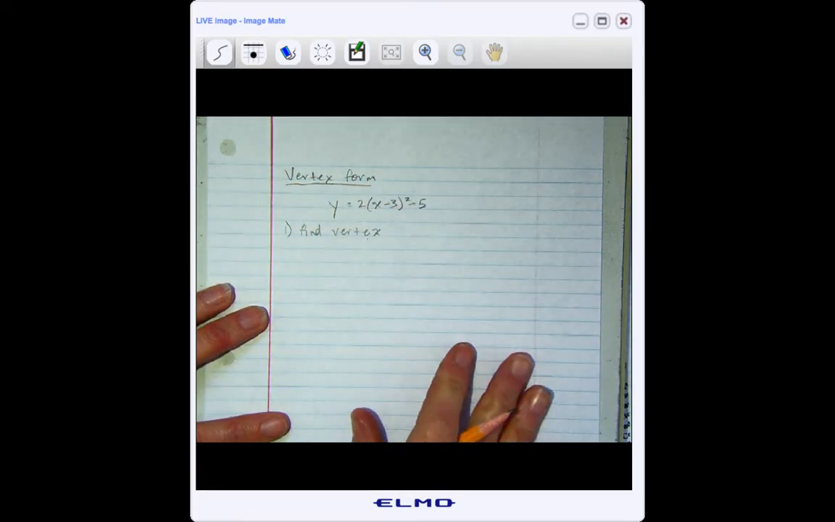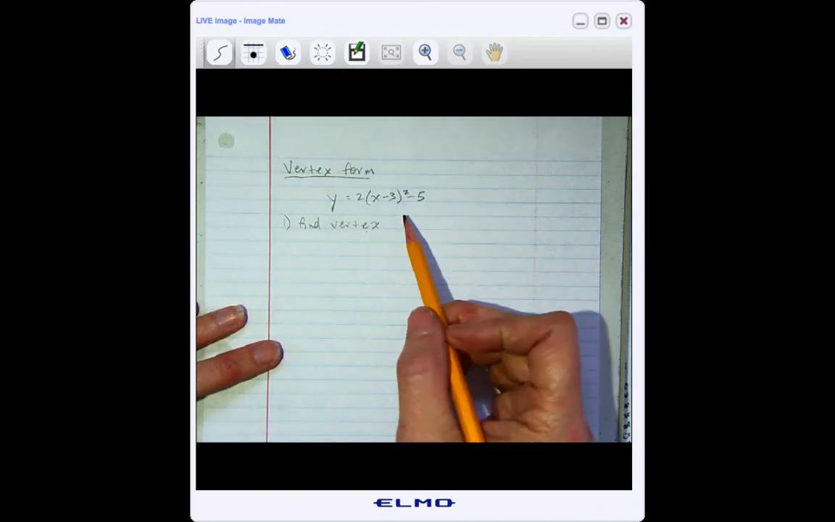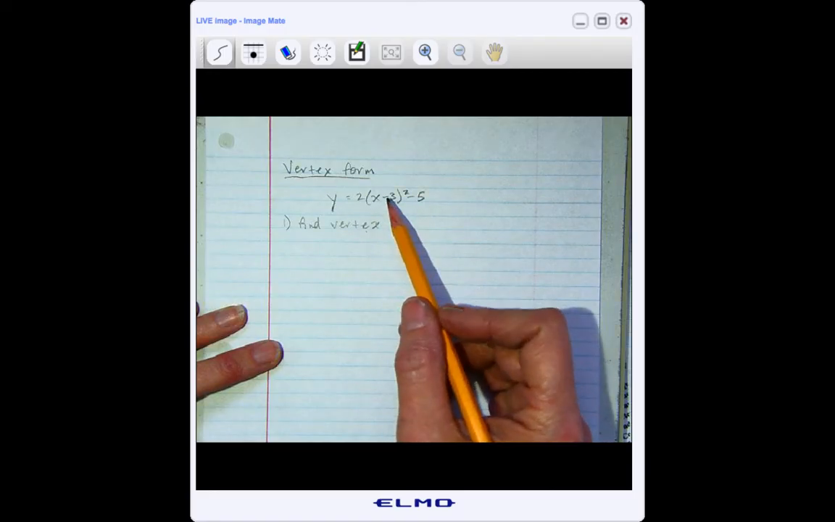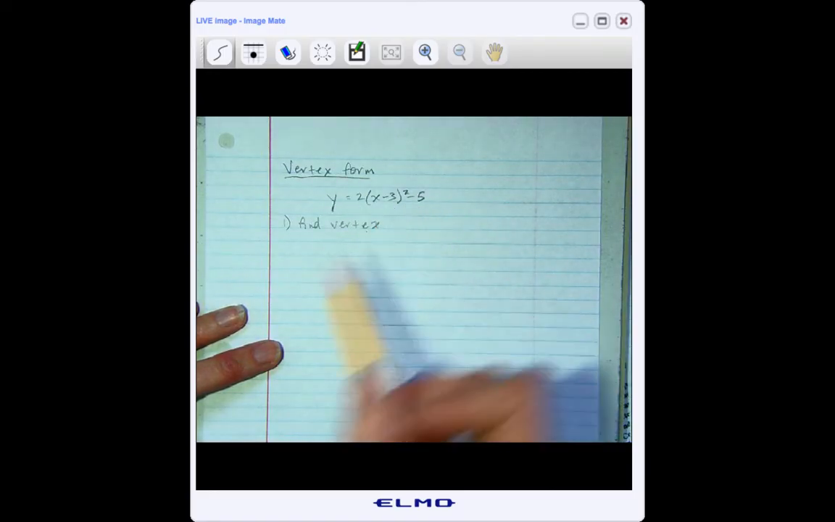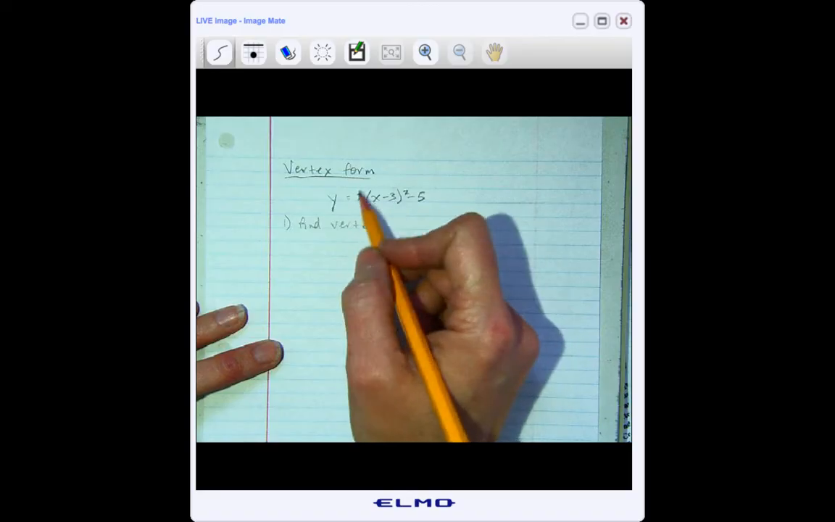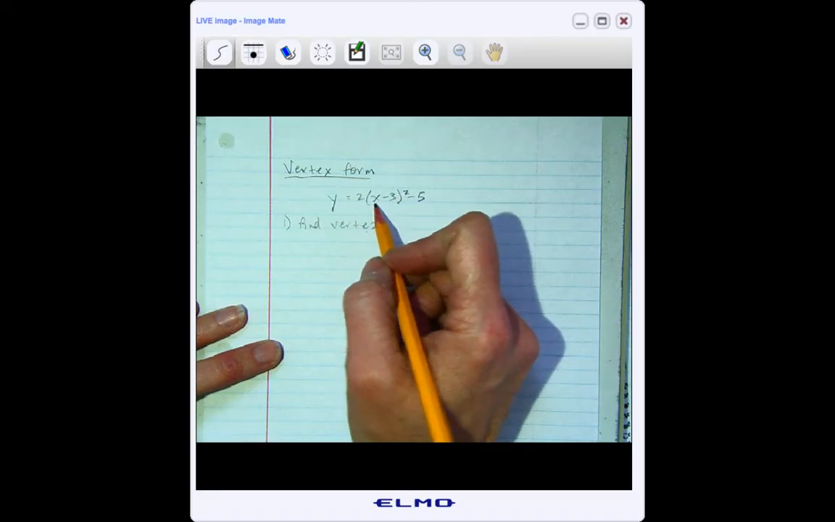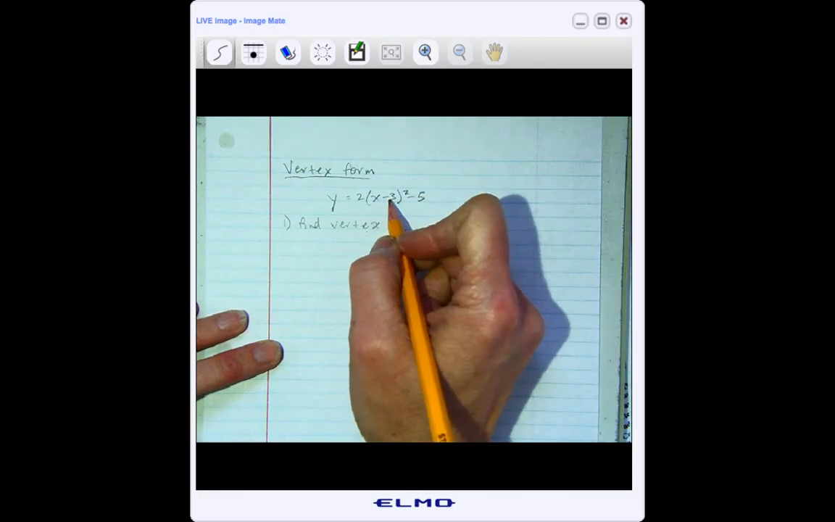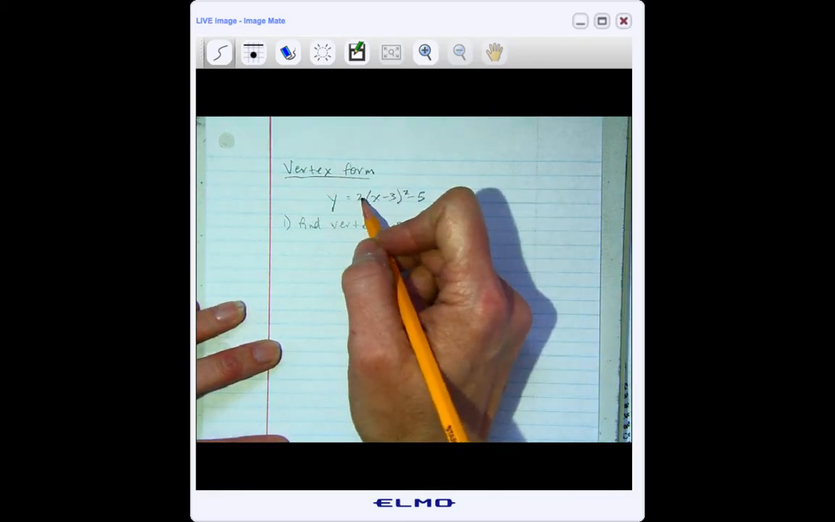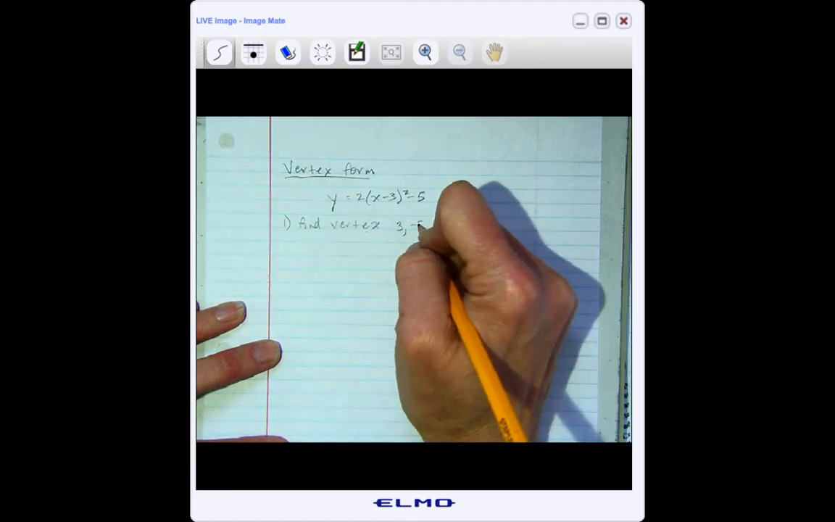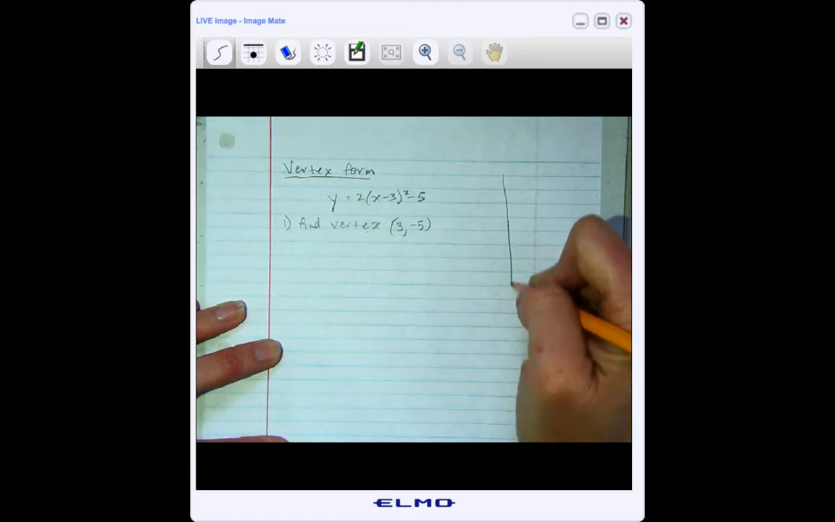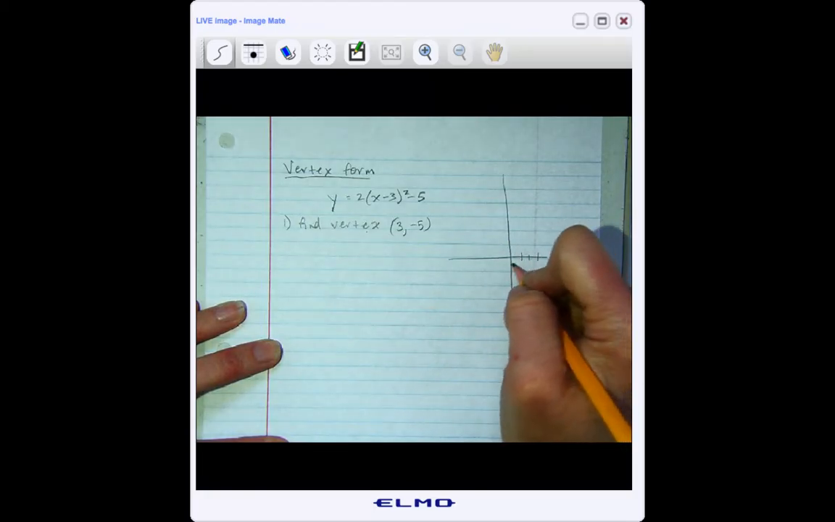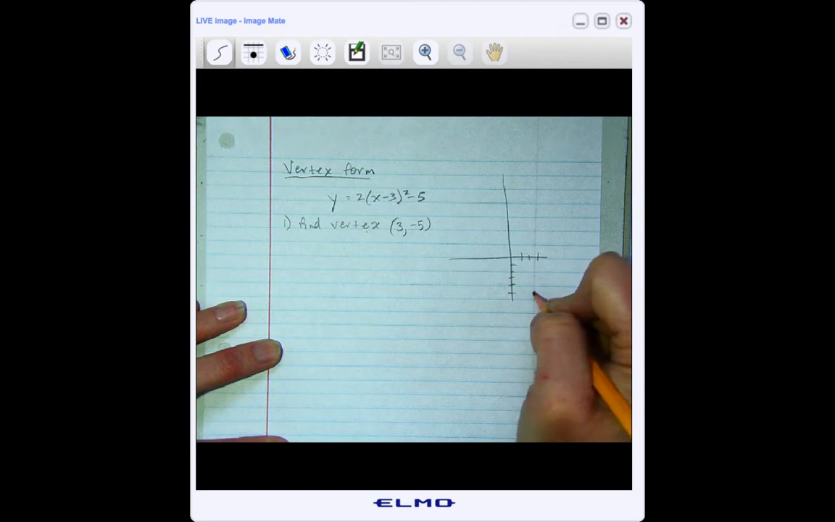Okay, and the way that you find the vertex when it's in vertex form is you hunt for the x value that would make this part of the expression 0. And then you find the corresponding y. So what would turn the squared part into 0? Well, x would have to be 3. If you plug 3 in, 3 minus 3 is 0. 0 squared is 0. 0 times 2 is 0. You're going to be left with negative 5. Okay? So I'm going to plot the vertex first. I'm going to go to 3, negative 5.